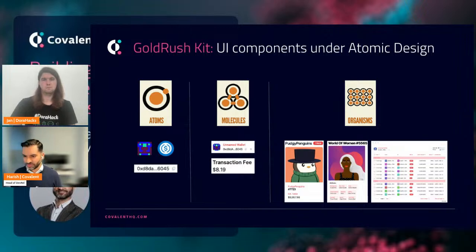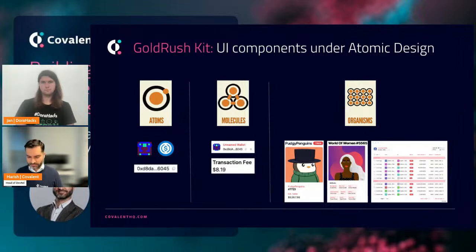So if you go back and change, let's say, the design of an atom, it propagates through everything that you've built, all the way up to the templates that you would be using. So that's the way we've thought about the components as part of this GoldRush kit.